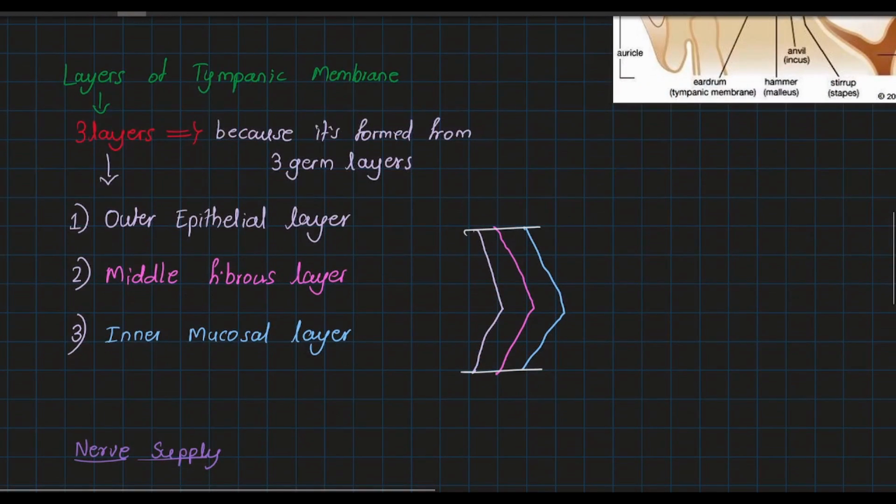Let's see the layers of the tympanic membrane. It forms from all 3 germ layers. It has the outer epithelial layer, which is continuous with the external auditory canal, the middle fibrous layer, and the medial or inner mucosal layer.